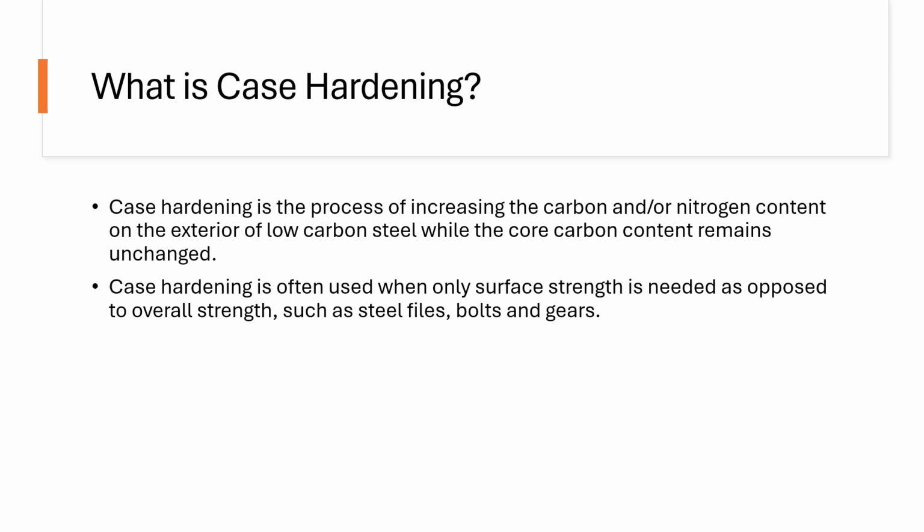Case hardening is the process of taking low carbon steel and exposing it to an environment that is rich in carbon and/or nitrogen atoms and diffusing them into the steel to strengthen it. This results in the outer layers of the steel having a much larger carbon or nitrogen content while the inner layers remain largely unchanged. Case hardening is often used when a product only requires external strength instead of overall strength, such as for steel files, bolts, and gears.